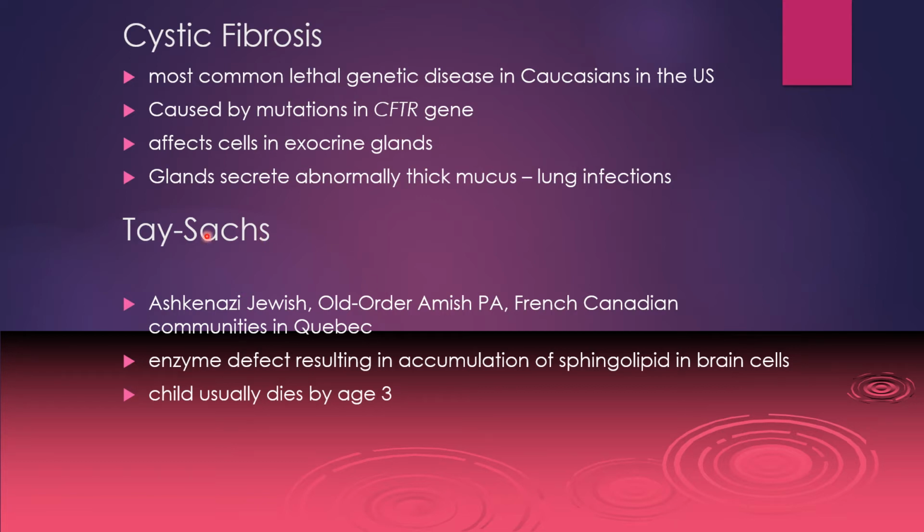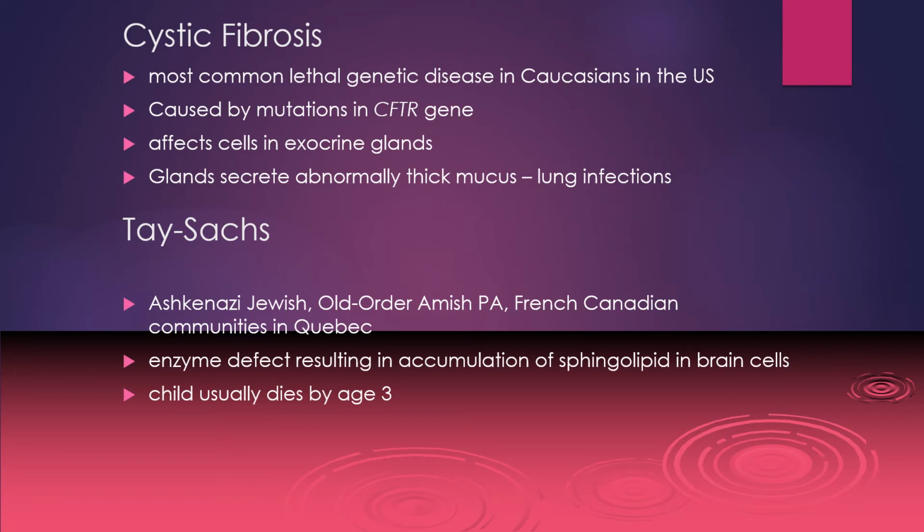Another disease that is an autosomal recessive disease, meaning the person's only going to get the disease if they get both defective genes, is Tay-Sachs. And this is a horrible disease, and unfortunately we have not made as much progress as we have with cystic fibrosis. We've always known about Ashkenazi Jews having Tay-Sachs, but it's also present in Old Order Amish in Pennsylvania, and there's even some French Canadian communities.